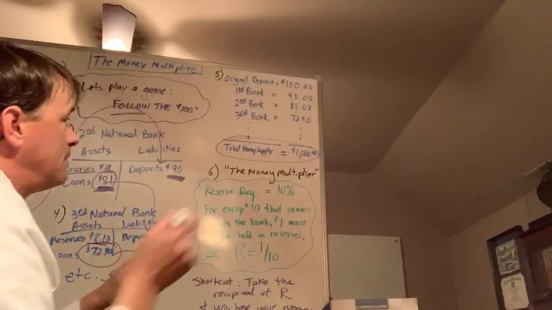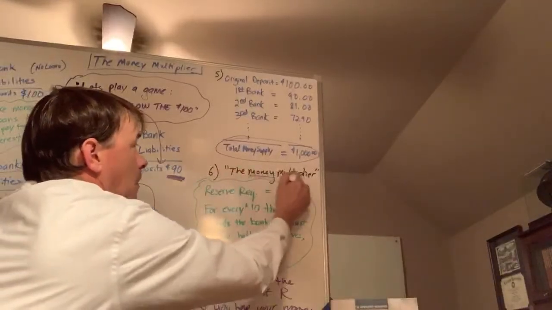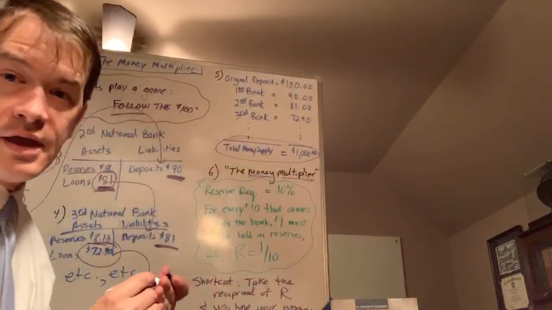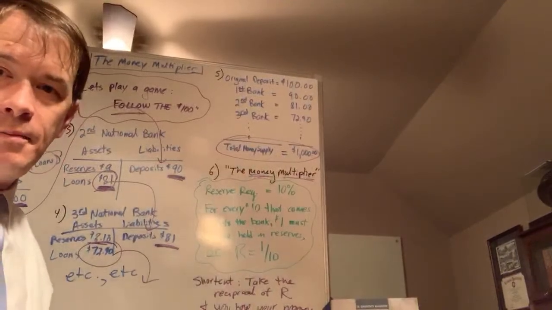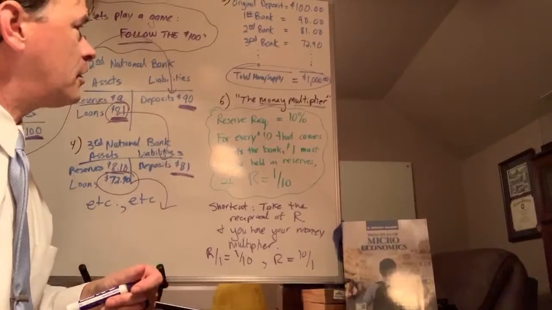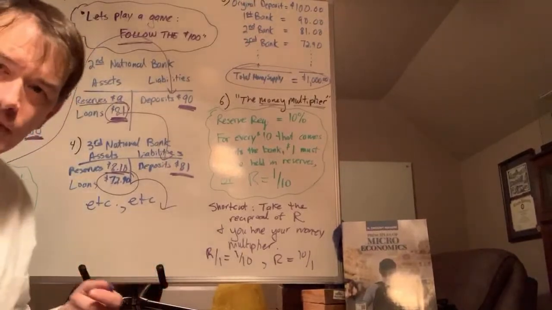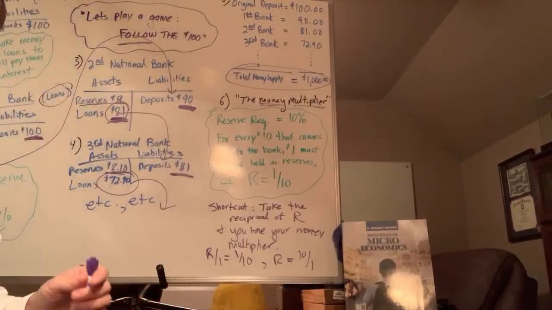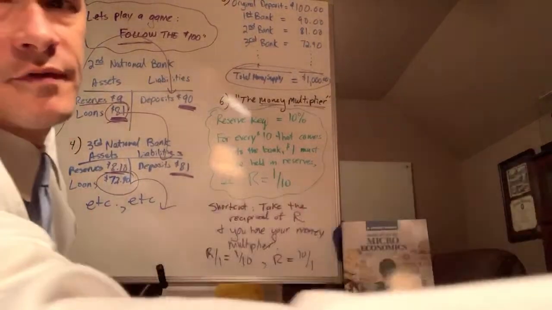This is called the Money Multiplier, okay? The Money Multiplier. All right, let me lower this slightly. So the Money Multiplier depends on the reserve requirement, okay? The Money Multiplier depends on the reserve requirement.